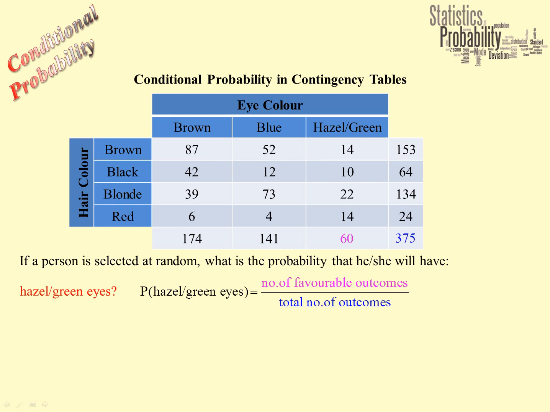Hazel green eyes. Once again, hazel green. Now we're going in this direction. All those have hazel green eyes, no matter what hair color. So there's 60 of them. So 60 people have that out of 375, and there is your probability, 60 over 375.